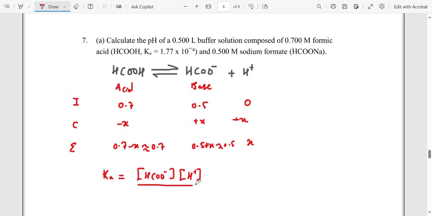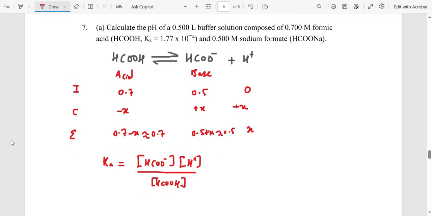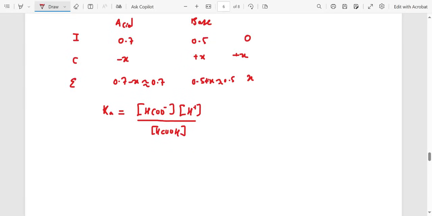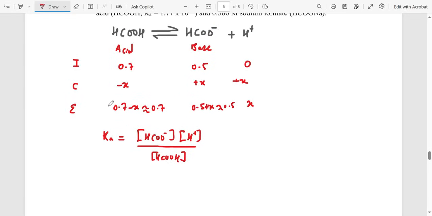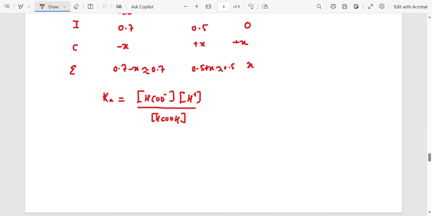divided by the concentration of HCOOH. So what I want you to do is, anyway, let's answer it together. We use both methods. So the Ka, you can see, is 1.77 times 10 to the power negative 4.